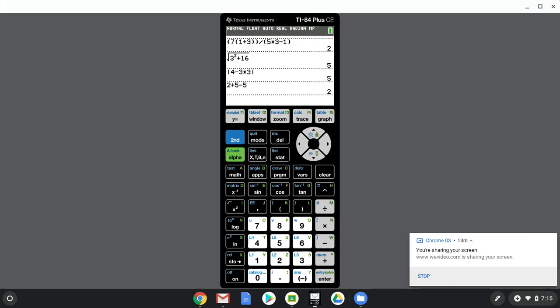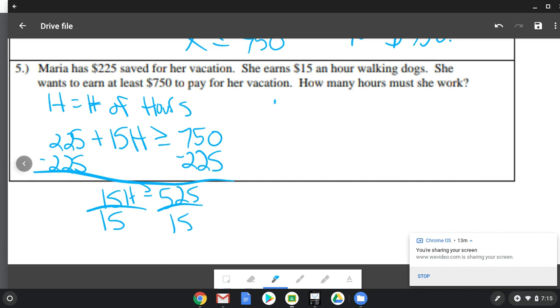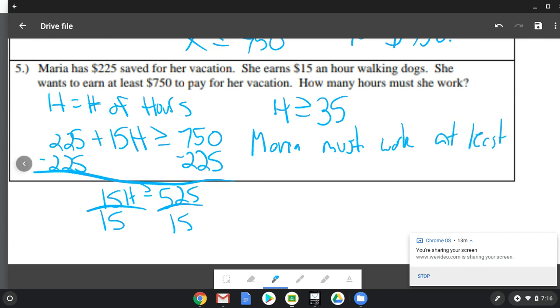And we pull up this calculator, 525, oopsie, divided by 15. So 35. So let's go back to that. So H would be greater than or equal to 35. So Maria must work at least 35 more hours.